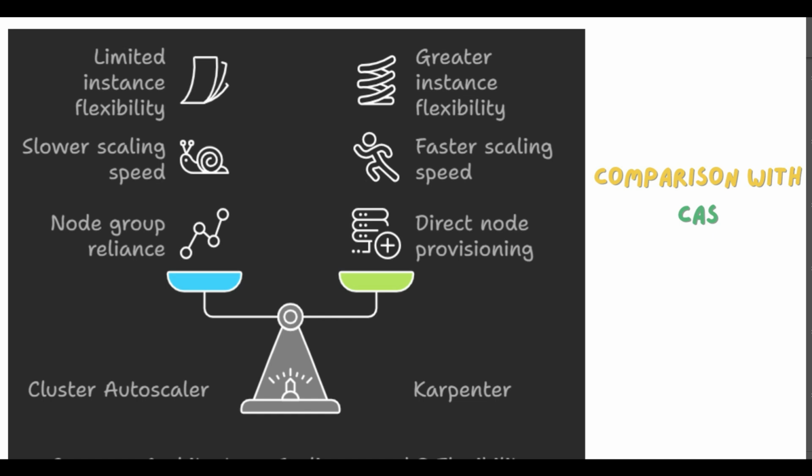Coming to Karpenter, it offers greater flexibility by selecting from a wide range of instance types, availability zones, and purchasing options like on demand or spot to match the workload demands. It also enhances resource utilization through intelligent bin packing and workload consolidation, optimizing the cost.